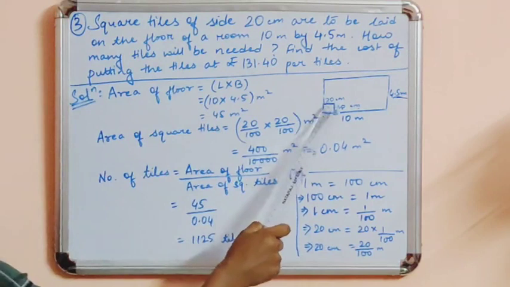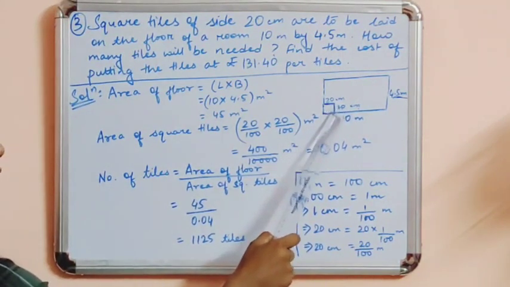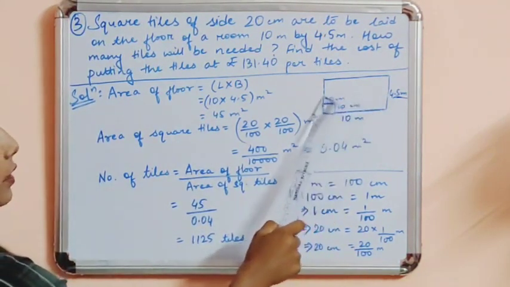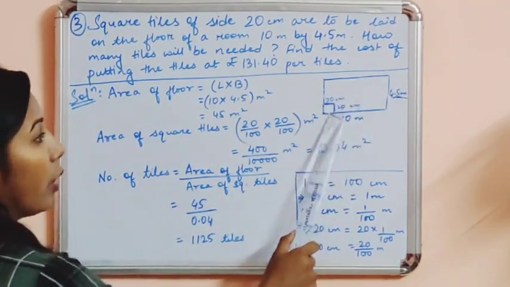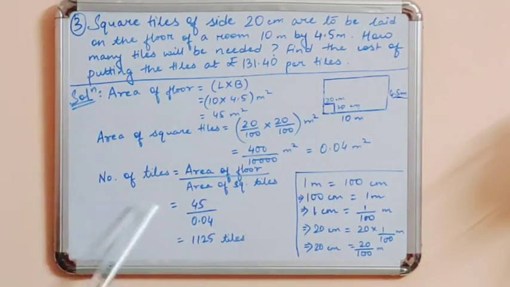Now look here, if you know the area of one tile and the number of tiles required to cover this floor, if we multiply both, we will get the total area of the floor. Number of tiles into the area of one tile. So from there we can make the formula: number of tiles is equal to area of floor by area of square tile. So number of tiles is area of rectangular floor, which is 45, by area of square tile, that is 0.04. So number of tiles is 1125.